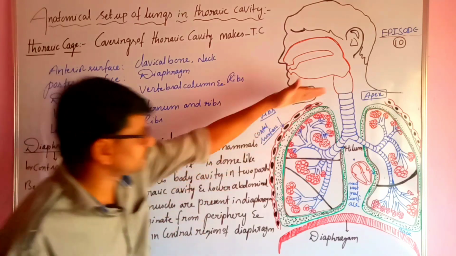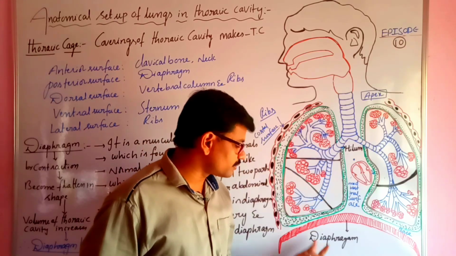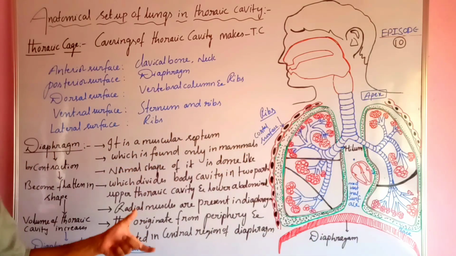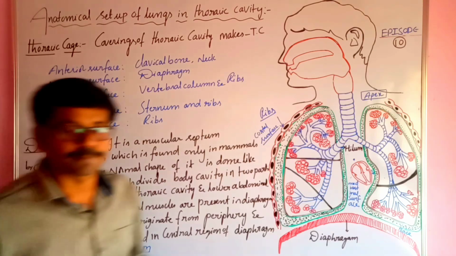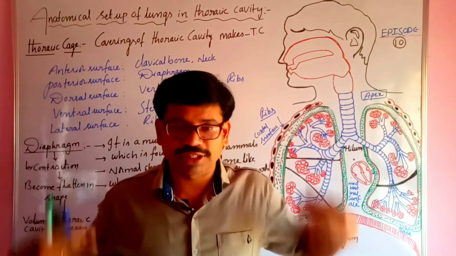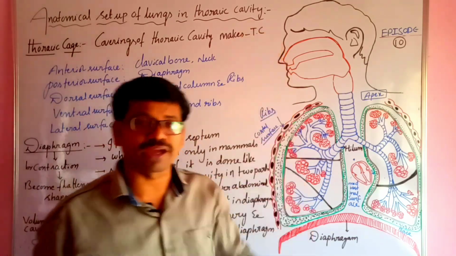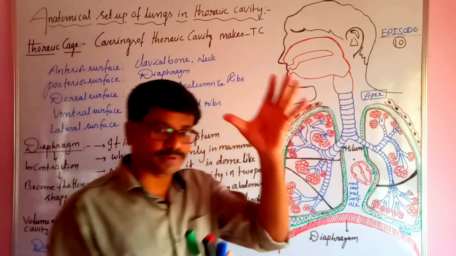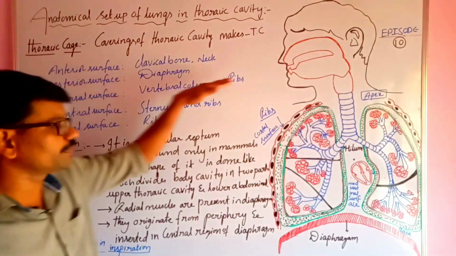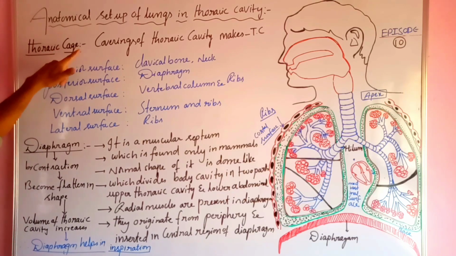And the posterior surface, the opposite part, of the thoracic cavity is formed by the diaphragm. Let us see the function of the diaphragm in later classes. Next is the dorsal surface, meaning the back surface. In the back side of our body, the spinal cord is present. The spinal cord is enclosed by the vertebral column, which is made up of vertebrae. So this vertebral column and a part of the ribs form the dorsal side of the rib case.